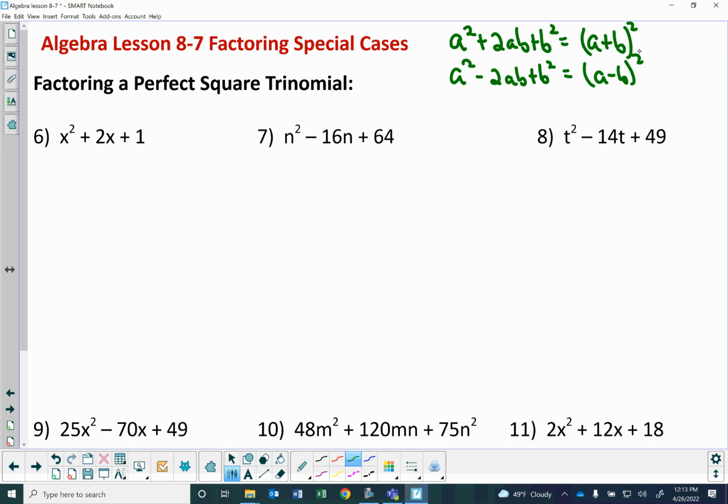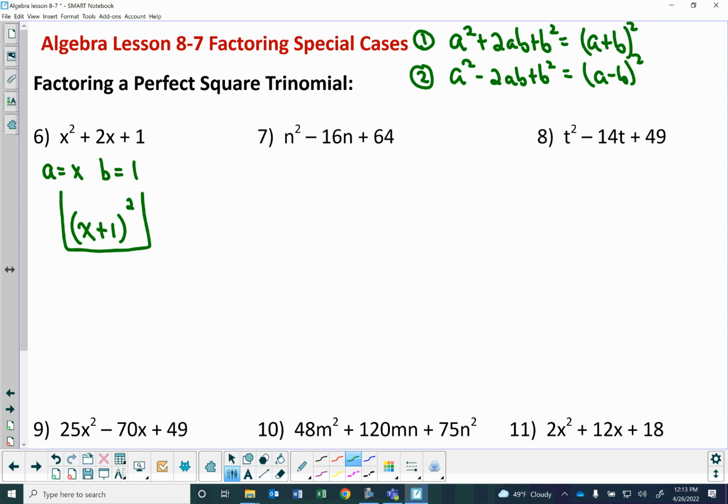So if I look at this number 6, my first term is a perfect square, my last term is a perfect square, my middle term is 2 times the first and the last. So first thing I need to do is figure out what my a term is. My a term is the square root of x squared, which is x. My b term is the square root of 1, which is 1. I'm going to use the first formula because all my signs are positive. I'll number these 1 and 2. So the first formula has all my signs being positive. So this will factor to a, which is x, plus b, which is 1, quantity squared.